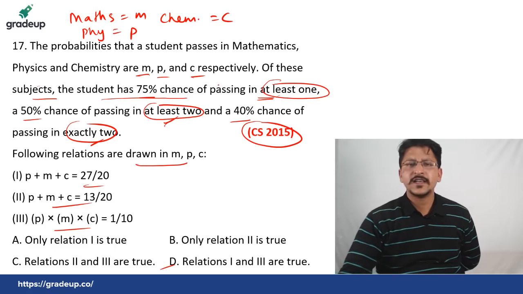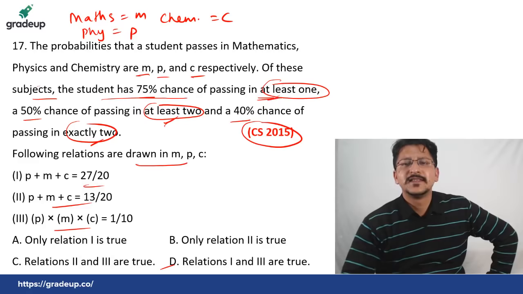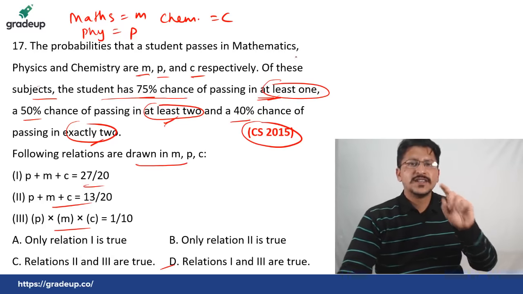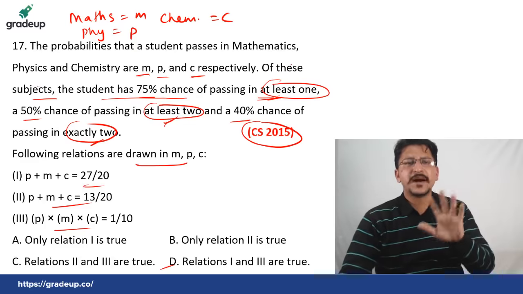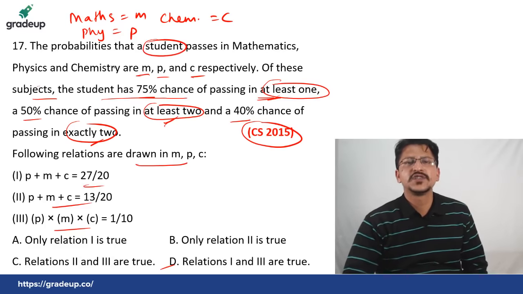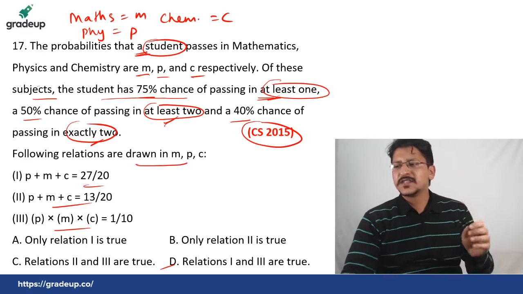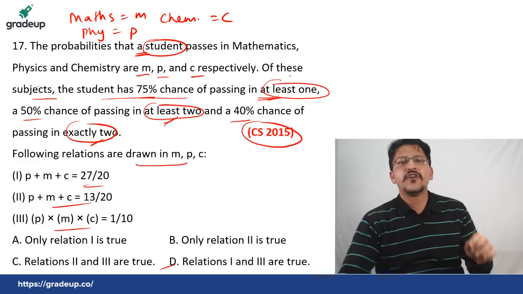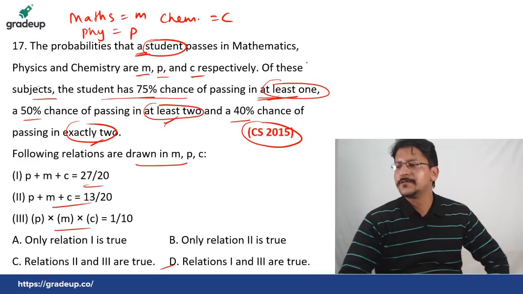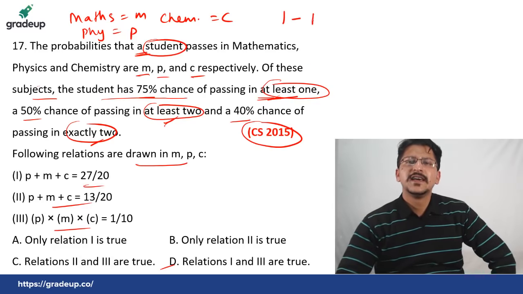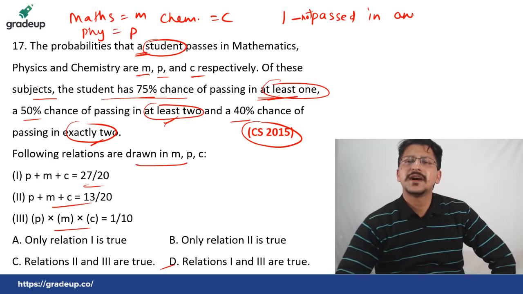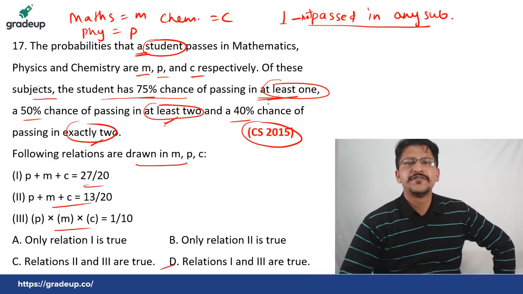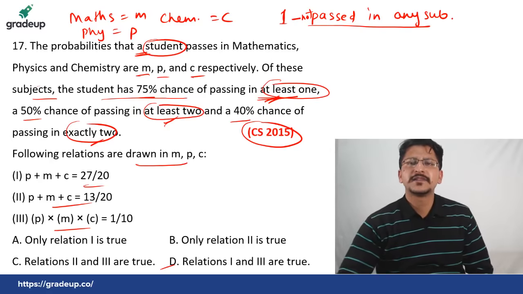See this. At least one means that either he has passed in one subject, or two subjects, or he may have passed in three subjects, because it is talking about a single student. That is the meaning of at least one. So at least one can be found out as one minus he has not passed in any subject. Because if he has passed in any one subject also, that will fulfill this condition of at least one. So we are subtracting this value from one.